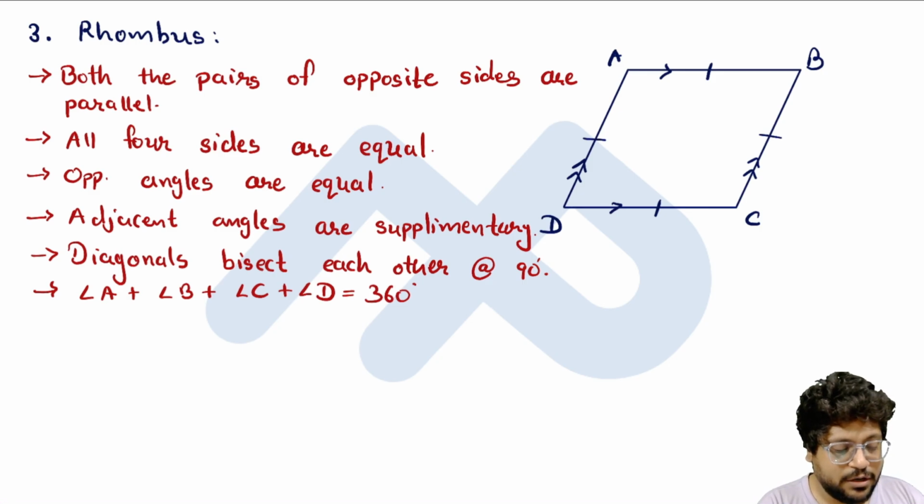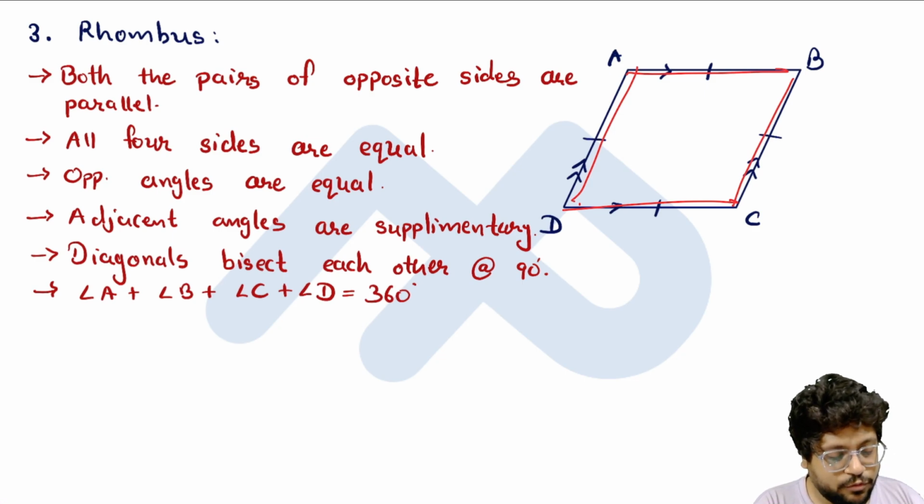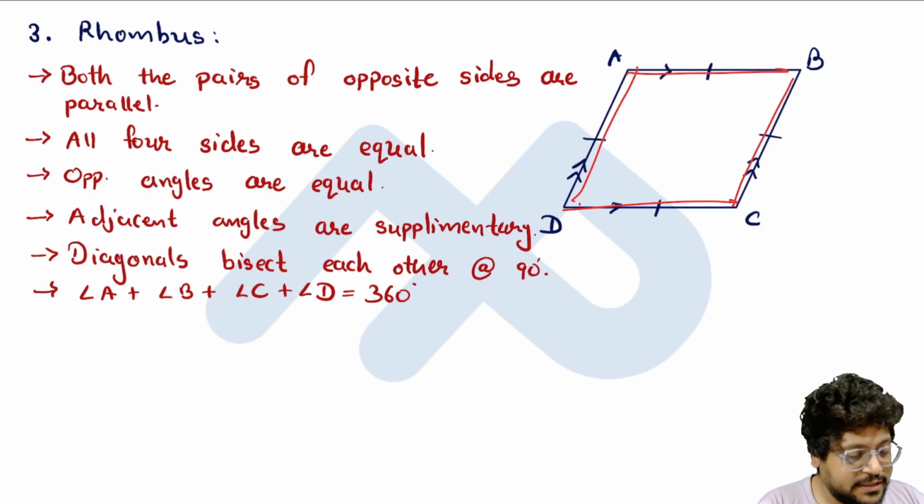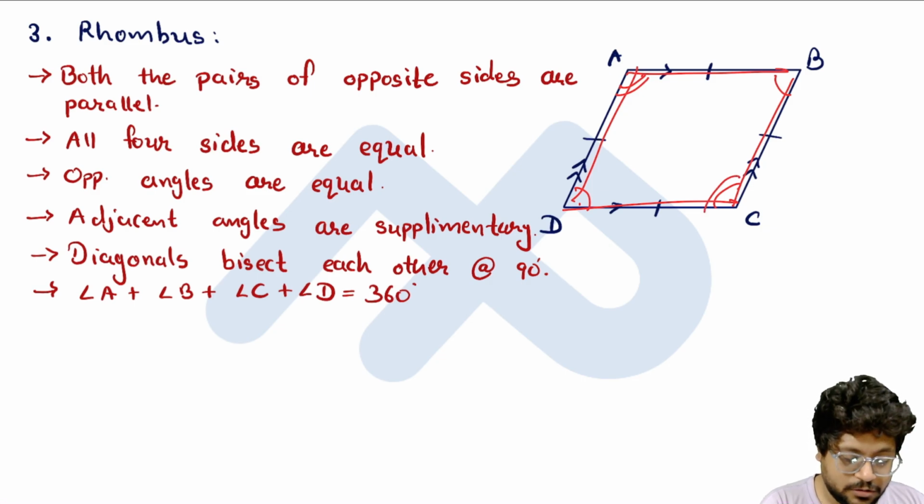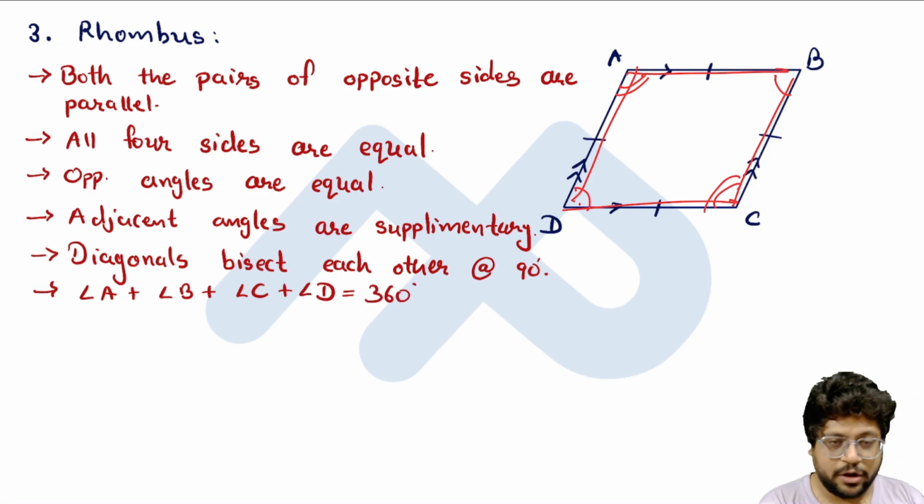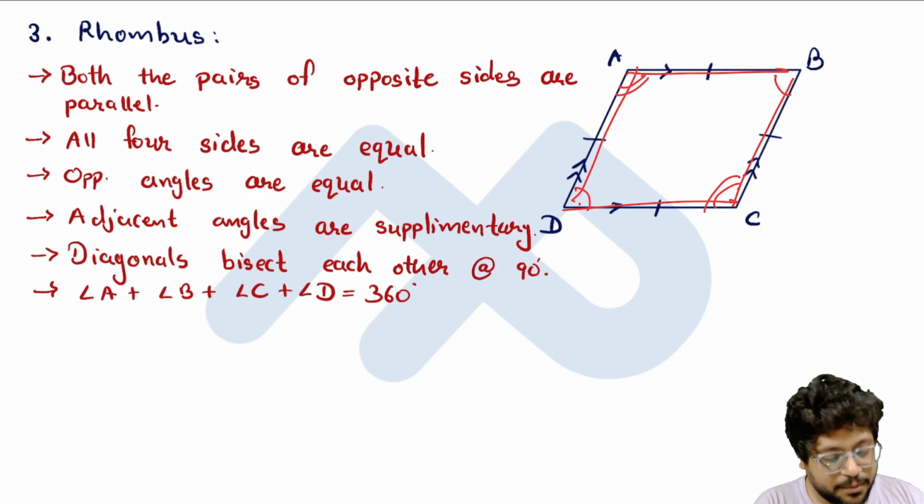So this AB is equal to BC is equal to CD is equal to AD, which you can see on the diagram. And yes, of course, AB and CD are parallel to each other, and BC and AD are parallel to each other. So all four sides are equal. Now the properties which we have already seen in the parallelogram are applicable here also, that opposite angles are equal, adjacent angles are supplementary. So all the properties of parallelograms are considered true for rhombus also, as well as it has other properties.